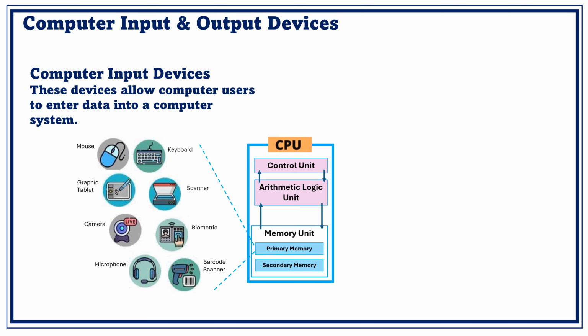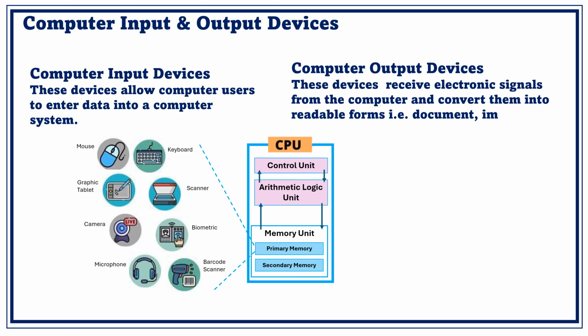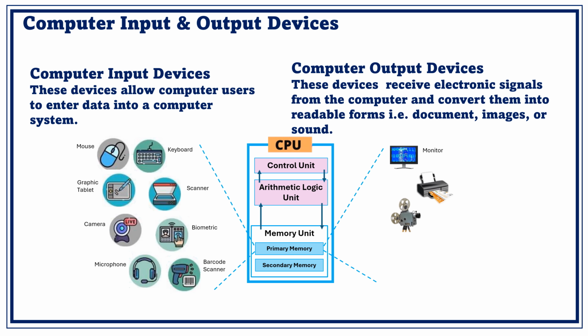Also, we look at computer output devices, and these devices receive electronic signals from the computer and convert them into a readable form that human beings can understand, for example, documents, images, and sound. These computer output devices include monitors, printers, projectors, speakers, headphones, and many more.